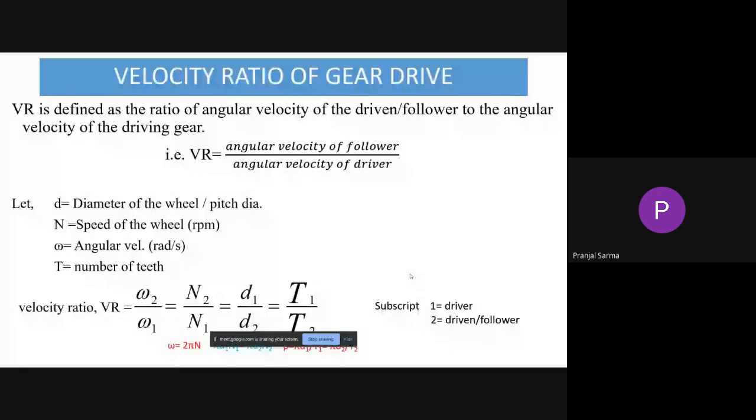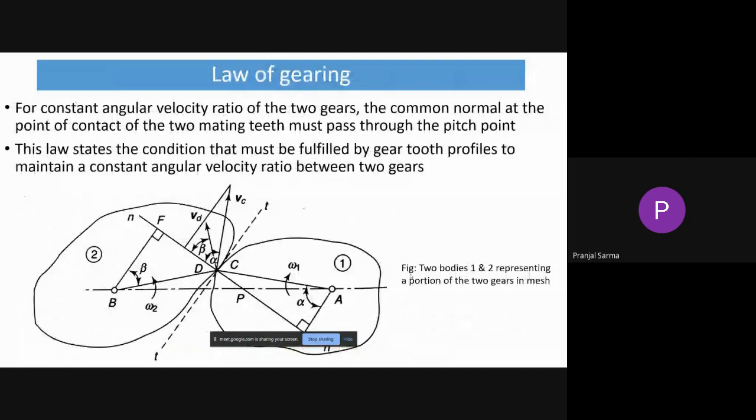Later I have also shown the velocity ratio of a gear drive, whereby we have seen that the velocity ratio is inversely proportional to the size, that is, the pitch circle diameter of the wheels, or also inversely proportional to the number of teeth. That is, omega 2 by omega 1 equals d1 by d2. This is how the number of teeth of the driven and driver gear, as well as the size of those gears, are interlinked. Here suffix 1 is for the driver and 2 is for the driven or follower.